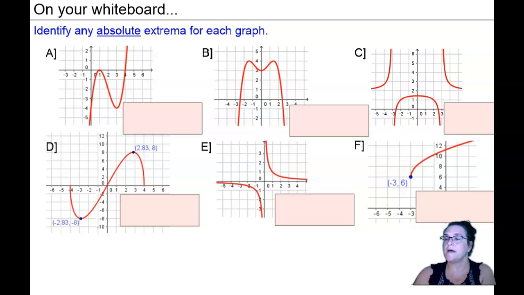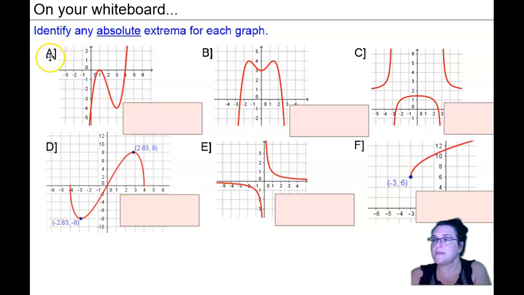Okay, so on some scrap paper or on an individual whiteboard if you have one, I'm going to ask you to pause the video and go ahead and identify any absolute extrema for each of these graphs. Okay, we're not worried about the relative extrema at this point, just identifying and classifying your absolute maxes and mins. Okay, and then when you're ready to resume, you can turn the video back on.